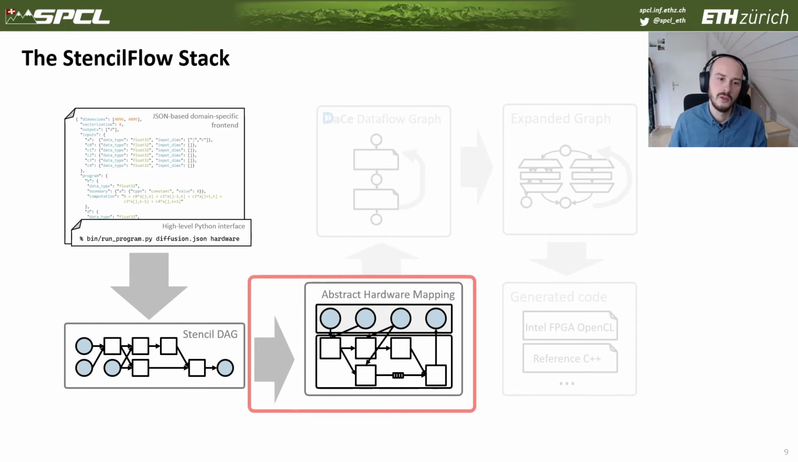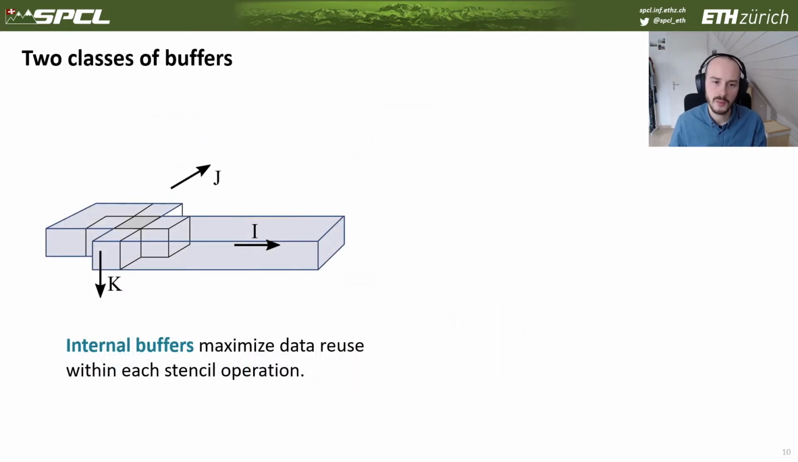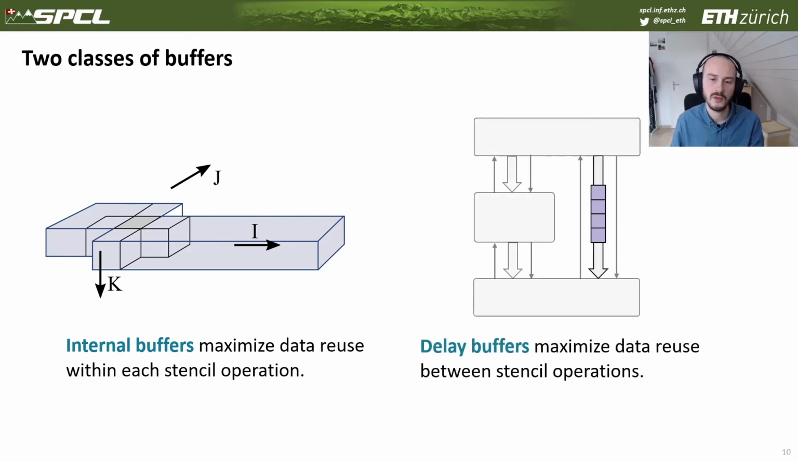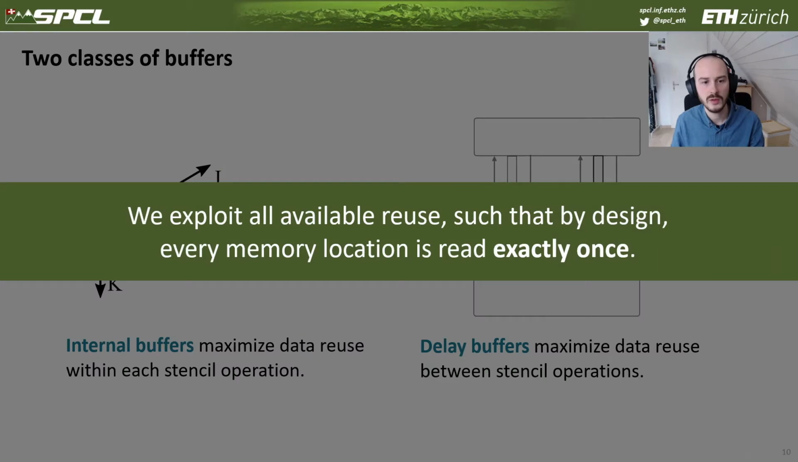So in order to actually map this to the FPGA, and to do this whole streaming architecture that we want, we need two classes of buffers. So one is internal buffers. Internal buffers are responsible for maximizing the data reuse within each of these stencil operations. And then we need delay buffers that maximize the data reuse between stencil operations, so in the global program, the connections between the different stencils. And the philosophy in order to achieve this fully streaming computation will now be that we want to exploit all available reuse, so that by design, every memory location is read exactly once.